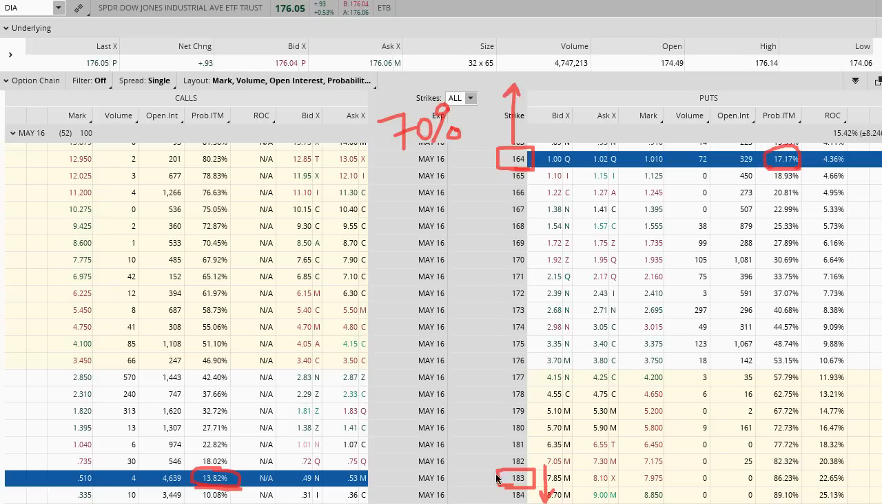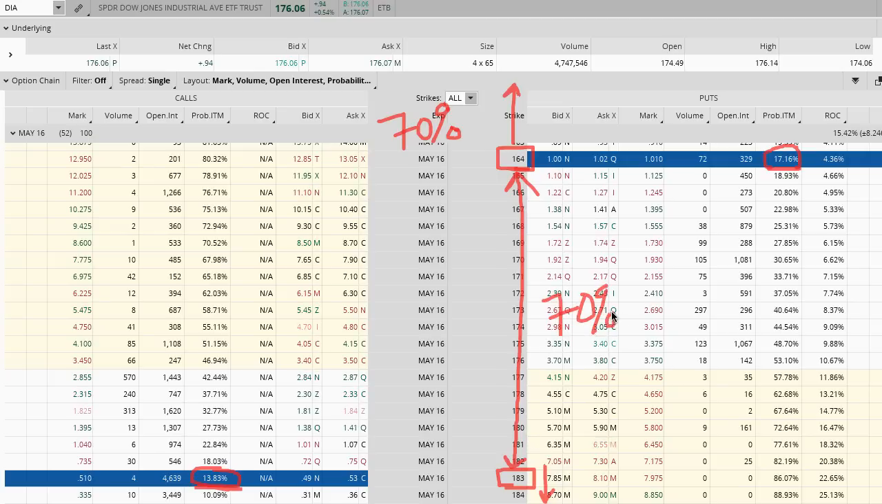Again, we added together the probability of the stock being in the money on each end, and that gave us a total probability of losing on this trade, meaning we only lose if the stock is above 183 or below 164, of 30.8%. So if the probability of the stock being outside of these two ranges is 30%, then the likelihood that it's inside these two ranges is about 70%.